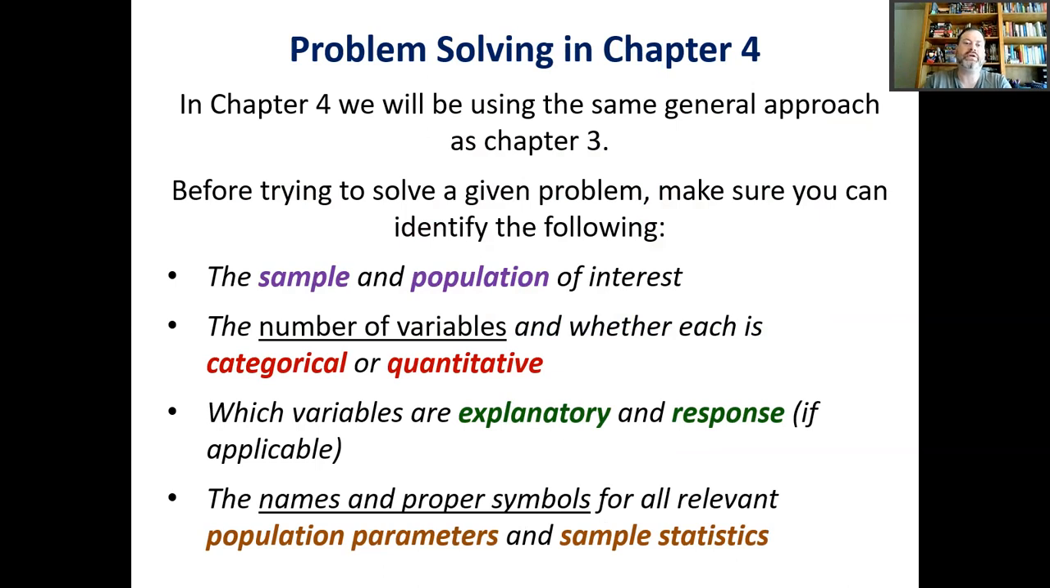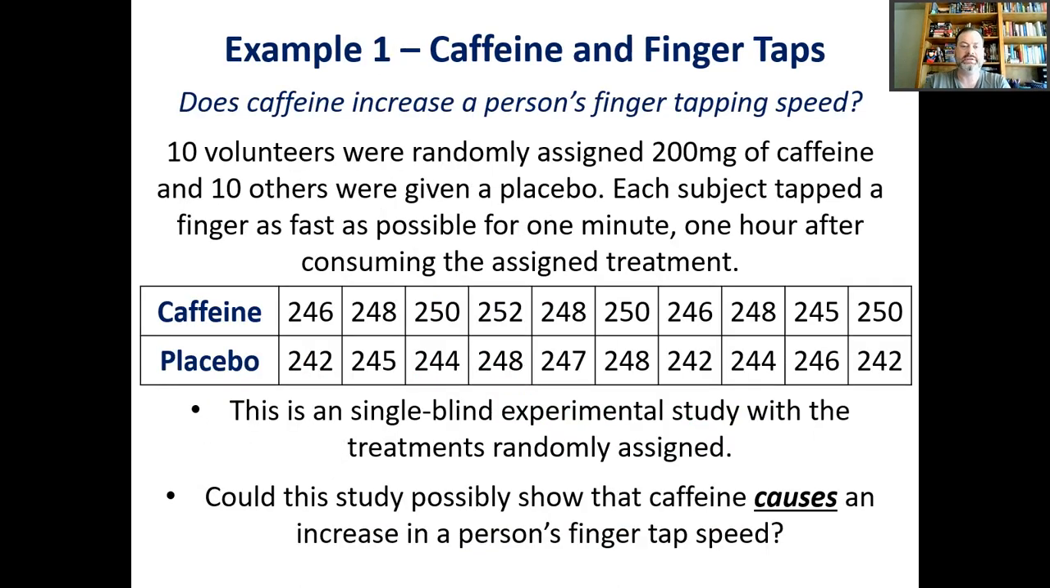So you want to use the same general approach as chapter 3. Every time you're doing a fairly complex problem, anything that is sort of a word problem, make sure you can do all these things. Determine the sample and population, count the number of variables, identify categorical or quantitative, explanatory and response variables, which you need sometimes, right? And of course, make sure you know the names and proper symbols for all population parameters and sample statistics. This stuff is just going on constantly behind the scenes.